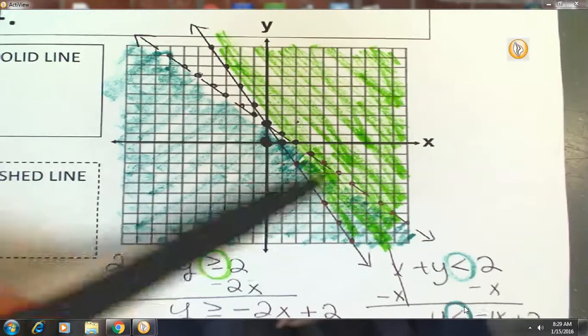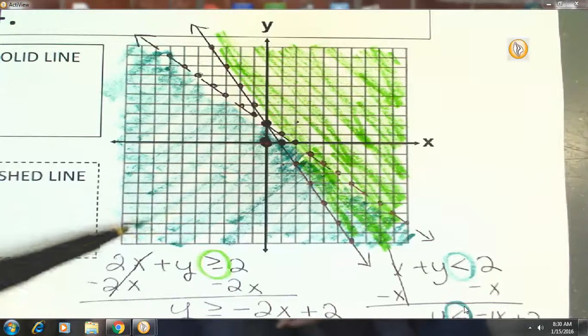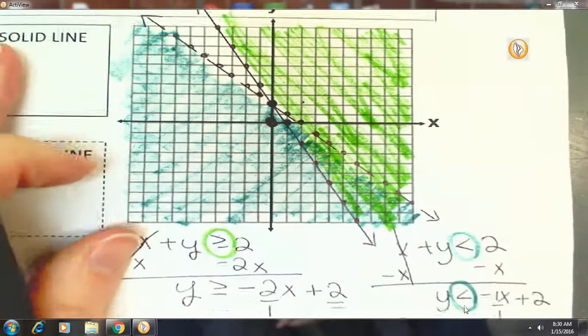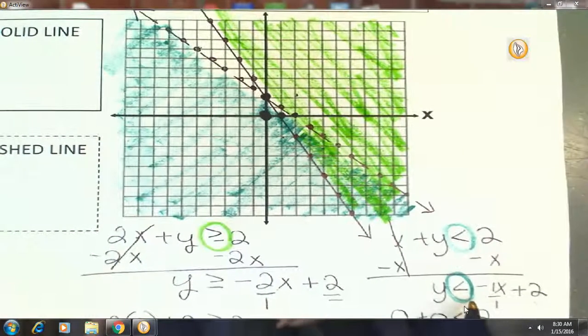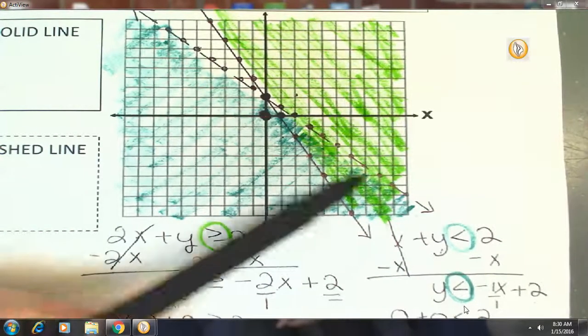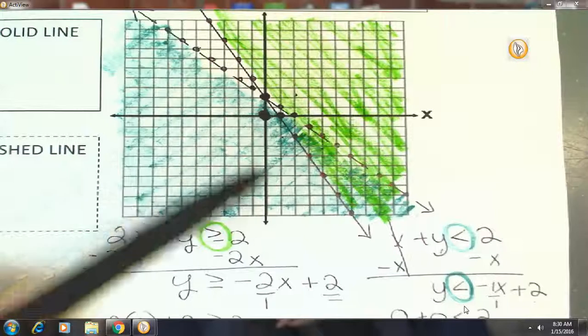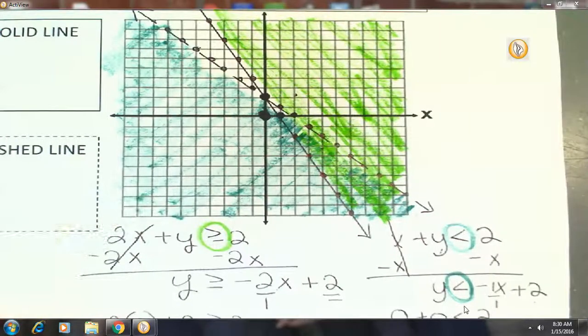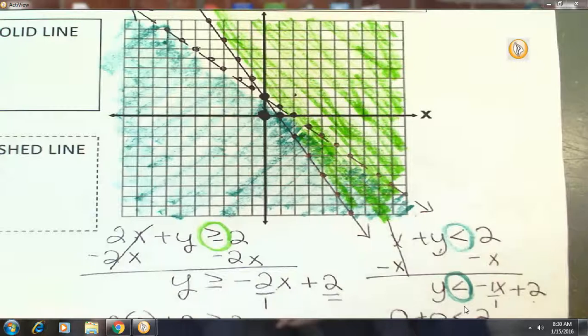Okay, so the blue shaded area, those points are solutions for this inequality, right? They're answers that make it true. They're ordered pairs that make that inequality true. Anything in this blue shaded area right here is going to work for that second inequality. So what if I said, where are the solutions for the system of inequalities?